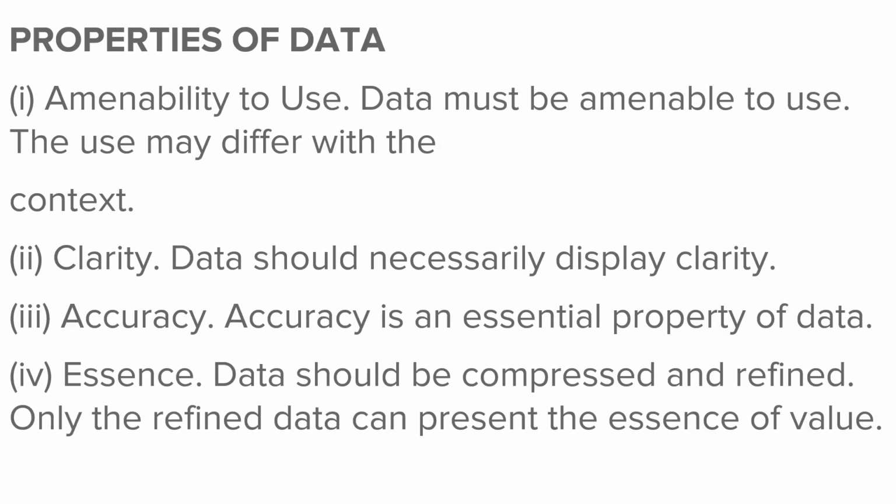And then the next thing is characteristics. What are the properties of data? When we see the properties of data, definitely we can understand what it is. Nearly 5 properties are given here. With this, we can understand that. The first property is amenability to use.